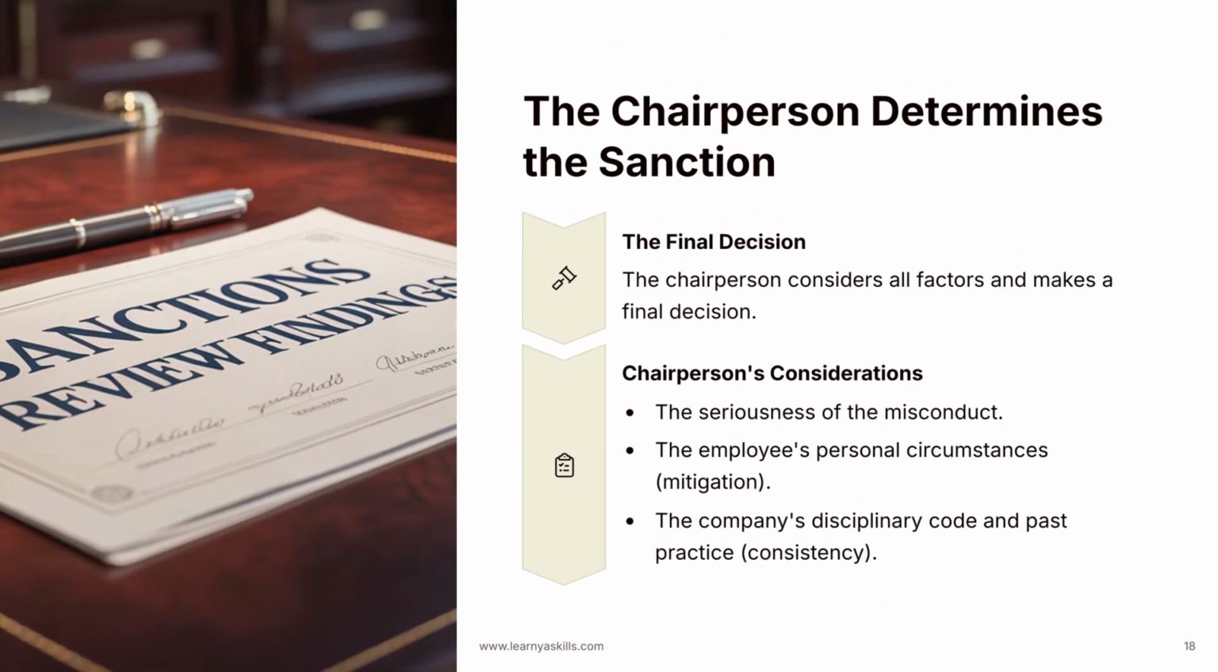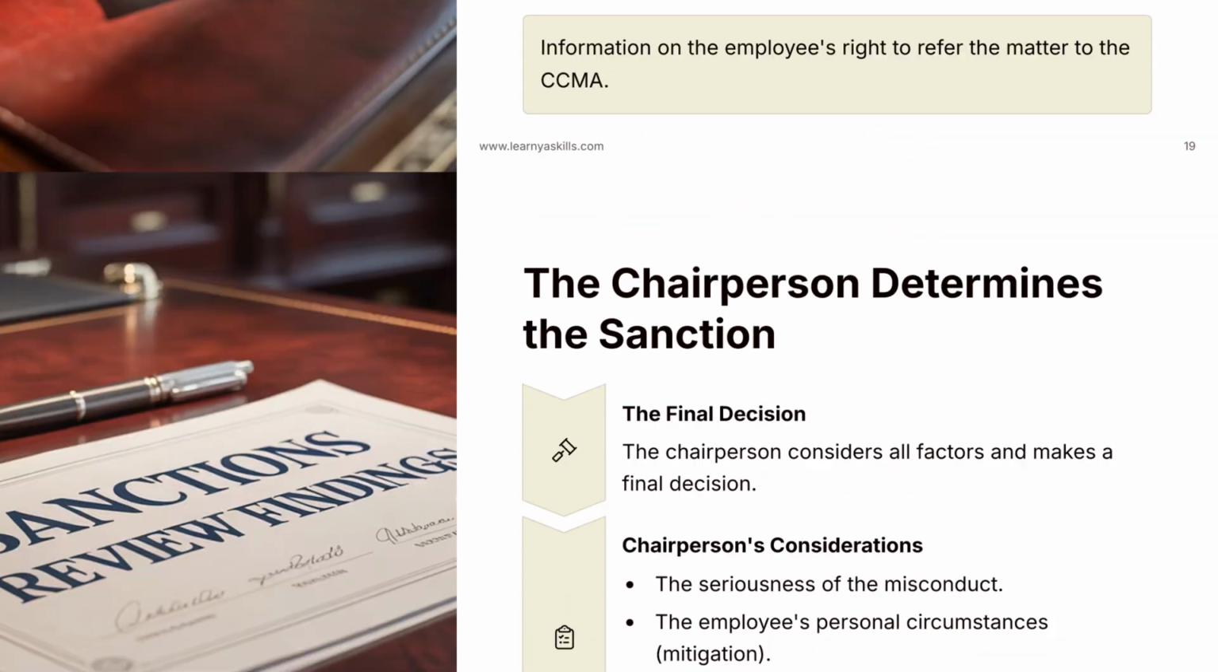After hearing arguments on mitigation and aggravation, the chairperson will once again adjourn to make their final decision on the sanction. To ensure the sanction is fair, they must balance the seriousness of the misconduct against your personal circumstances. Crucially, they must also ensure the sanction is consistent with how the company has treated similar cases in the past. A dismissal for an offense that usually only warrants a warning would be inconsistent and unfair.